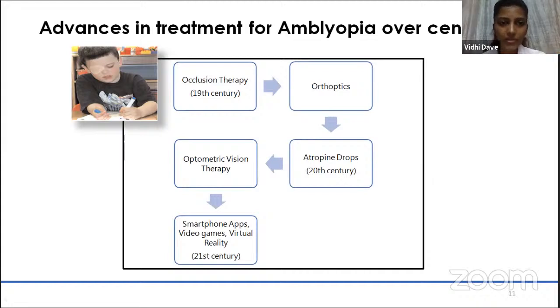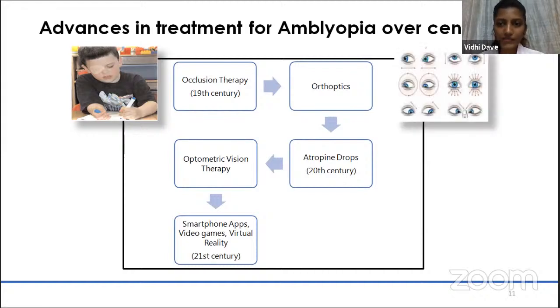That is occlusion therapy. Although it's extremely effective, we also see that it is very cumbersome for children, and when kids wear the patch and go to school, it's very stigmatizing for them. So it obviously has its own pros and cons. Next came the treatment of orthoptics, wherein they actually used to do a lot of eye exercises. But as we saw earlier in the signs and symptoms, amblyopia is not a condition which only affects the muscles, but a lot of other parameters. So even though this works out the muscles of the eye, it does not really take care of the other parameters that are affected by amblyopia.